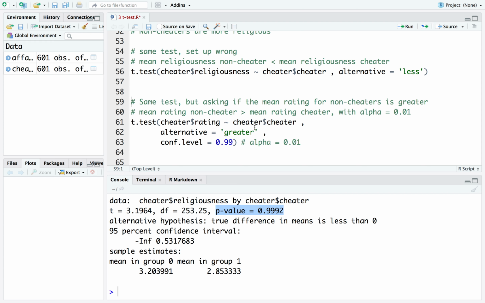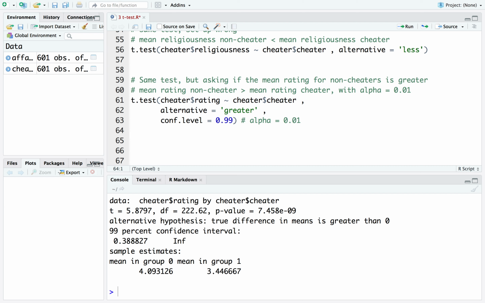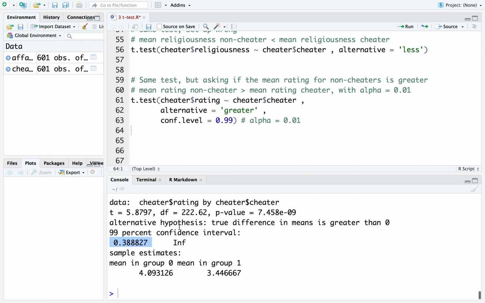Now, you may say, okay, how can I make this test with an alpha of 0.01? Here we go. Not a problem. So we're again testing rating by cheaters and non-cheaters. The p-value is still significant. The mean difference of rating between non-cheaters and cheaters is at least 0.388. Okay? And if we just say, well, is that different from the previous one that we did?